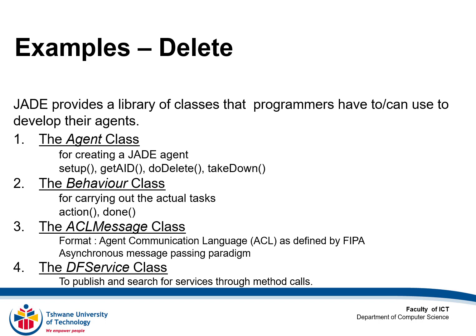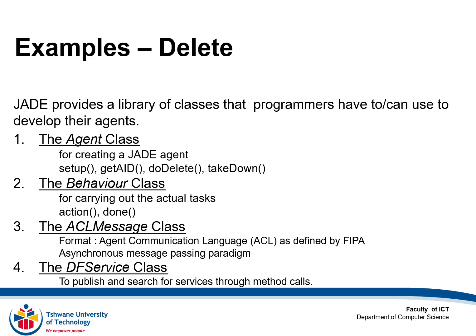And then you've got the behavior class, for which we require the action and done methods to be able to execute whatever task you want to execute in a behavior. And then you've got the ASL message class, which is basically for communication. It manages asynchronous message passing within Jade. And then you've got the directory facilitator service class, which is used to publish and search for services through method calls.